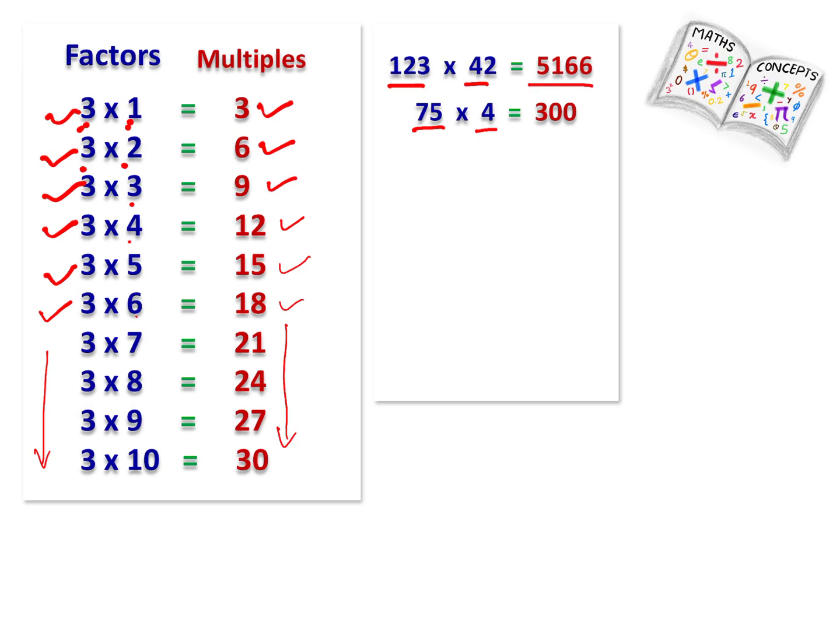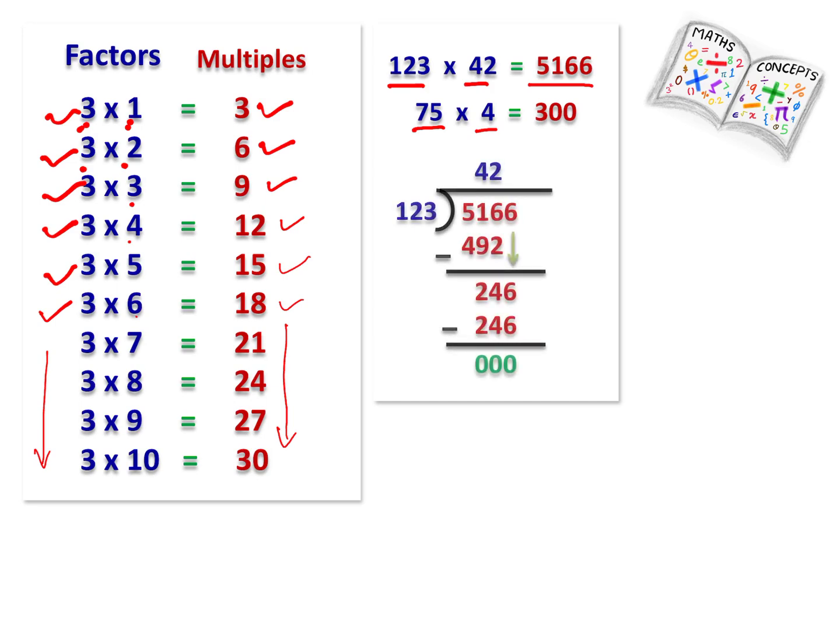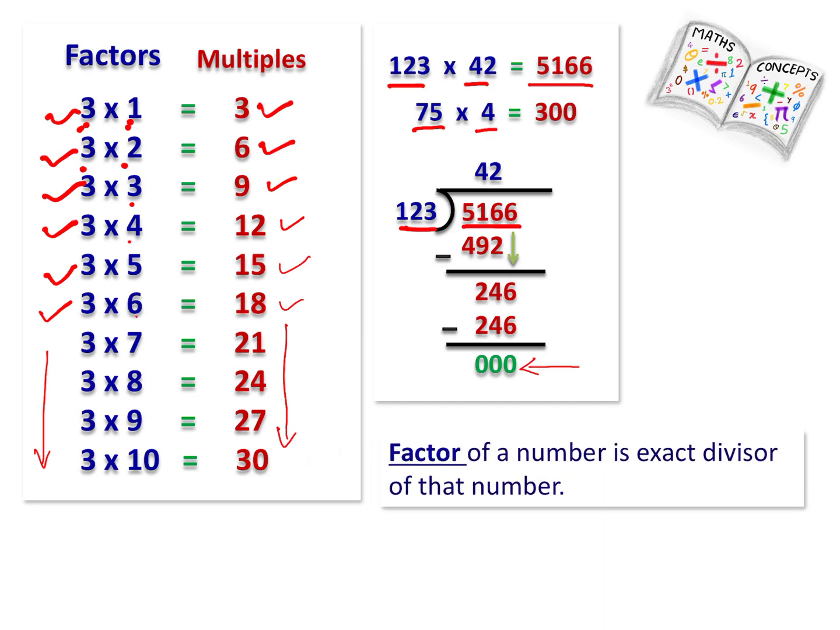So for any number to be factor of another number, that number has to divide the other number completely. Okay, what does it mean by completely? It means it should leave remainder as 0. Okay, 0 as remainder. So factor of a number is exact divisor of that number. It should divide the number completely.